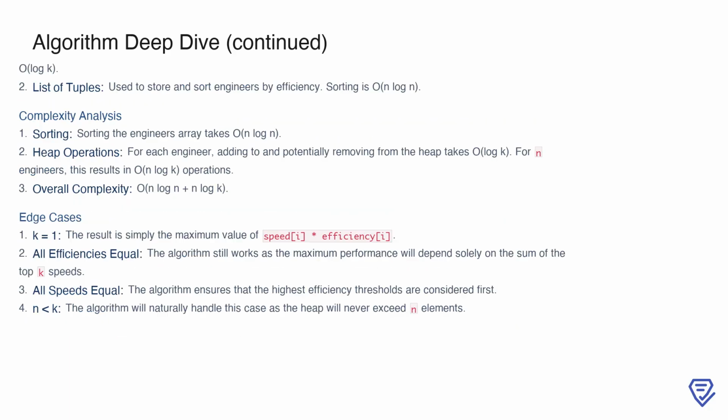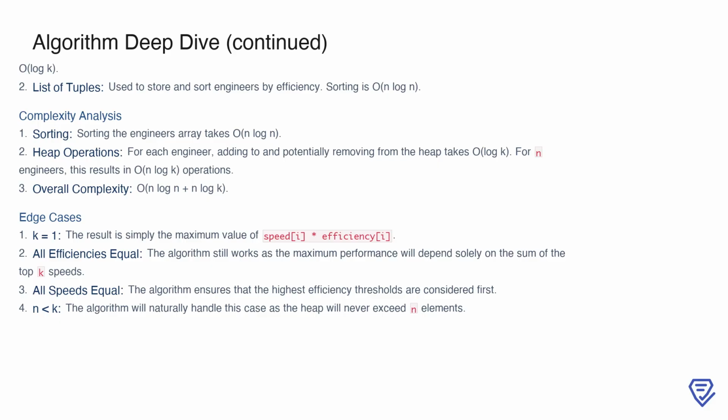speed. To summarize, the core data structures used are a min-heap to manage the top k speeds efficiently and a sorted list of tuples to iterate through engineers based on efficiency. The time complexity of the algorithm is determined by two main factors: sorting the engineers, which takes O(n log n), and performing heap operations for each of the n engineers, which takes O(log k) per operation, resulting in O(n log k) for all engineers. Thus, the overall complexity is O(n log n + n log k).